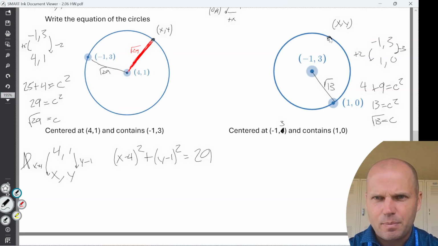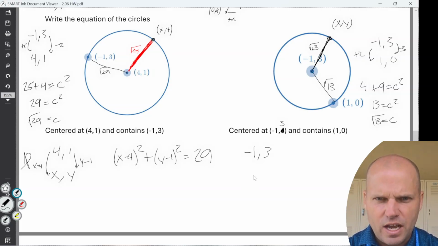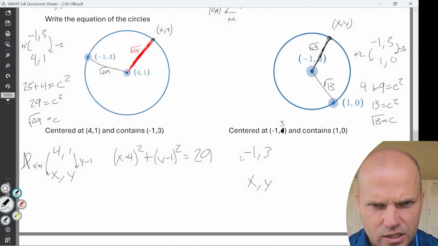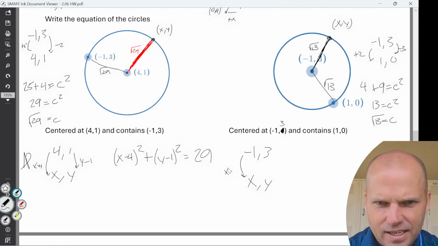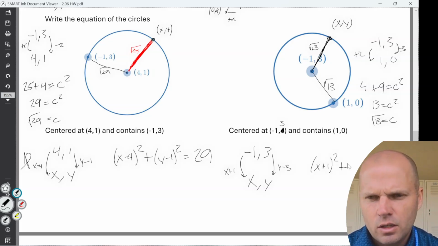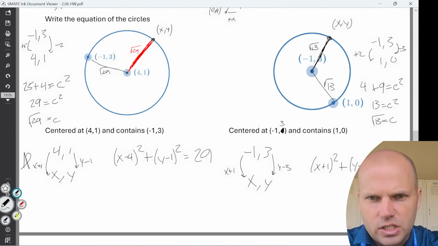Now we break out our hypothetical x, y. That is going to be root 13 away from negative 1, 3. So here is negative 1, 3 that will travel to xy using a distance of root 13. From negative 1 to x, that change is x plus 1. From 3 to y, that change is y minus 3. X plus 1 squared, a squared, plus y minus 3, b squared, equals c squared. Root 13 squared is 13.